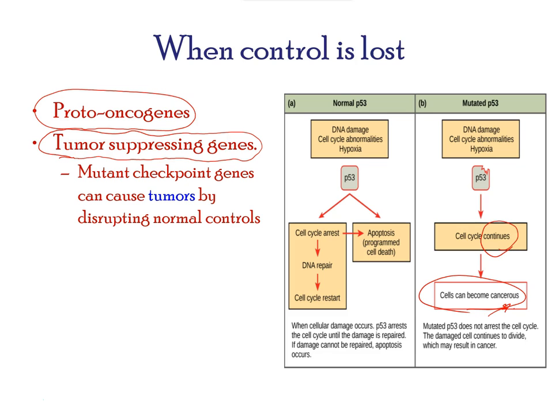Proto-oncogenes are like your gas pedal in the car, while tumor suppressor genes are your brakes. Either malfunction will have severe consequences. Cancer is the result of uncontrolled cell division caused by a breakdown of any of the processes discussed in this unit.